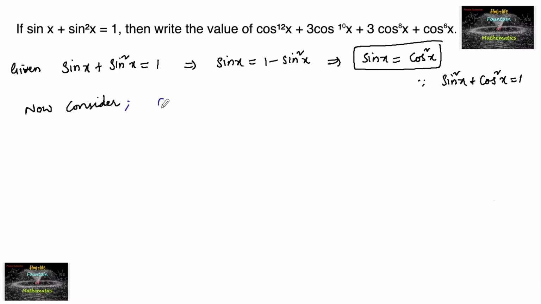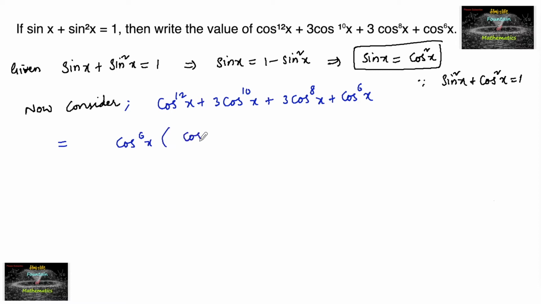cos^12 x plus 3 cos^10 x plus 3 cos^8 x plus cos^6 x, which equals to, so we can take out cos^6 x common, and we can write cos^6 x plus 3 cos^4 x plus 3 cos^2 x plus 1.